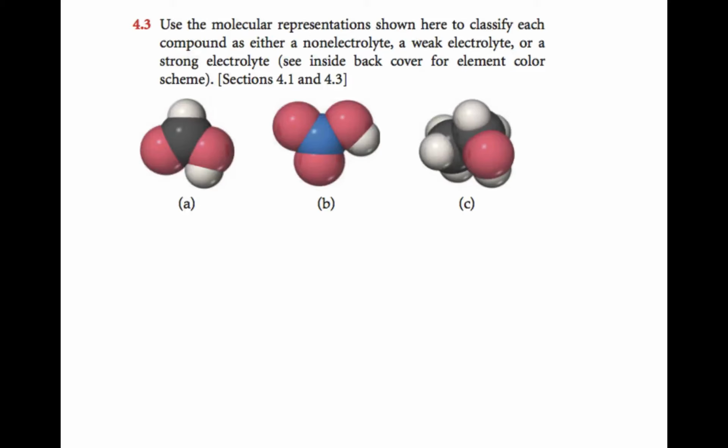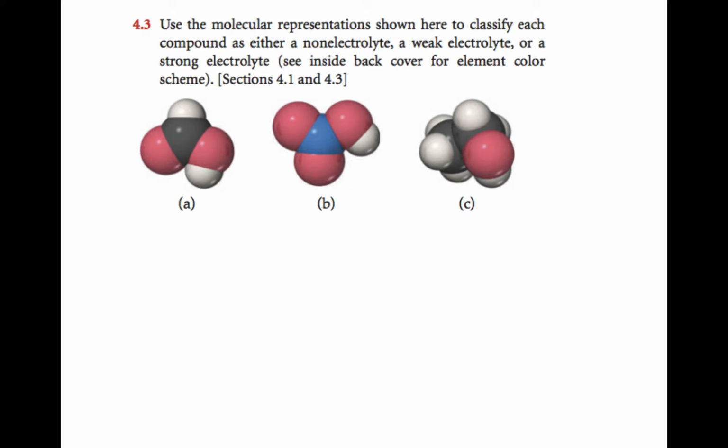This is one of my favorite chapters, chapter 4, because this is where we get to predict what happens when reactants become products. We can make a prediction as to what the product's going to be. So one of the things we have to be able to predict is looking at a compound and figuring out whether it's going to break apart in water to form ions and become an electrolyte.